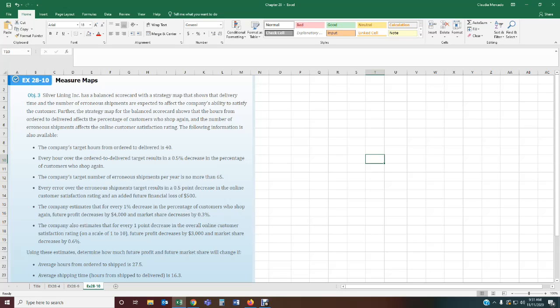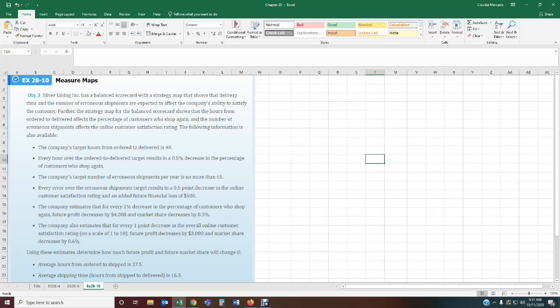The following information is also available. These are the company's targets. This is what they want to achieve in order to keep the customers happy. The company's target hours from ordered to delivered is 40. Every hour over the ordered to delivered target results in a 0.5% decrease in the percentage of customers who shop again. The company's target number of erroneous shipments per year should be no more than 65. Every error over the erroneous shipments target results in a 0.5 point decrease in the online customer satisfaction rating and an added future financial loss of $500.